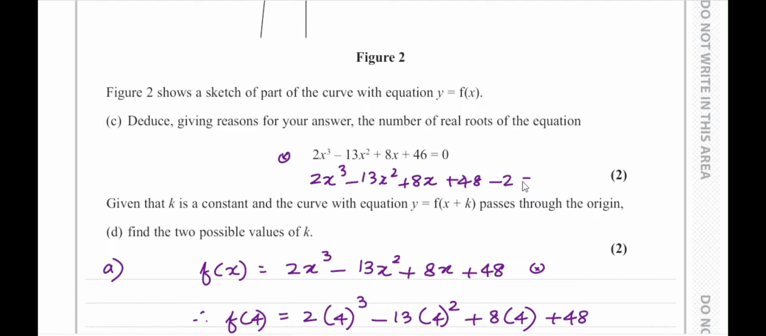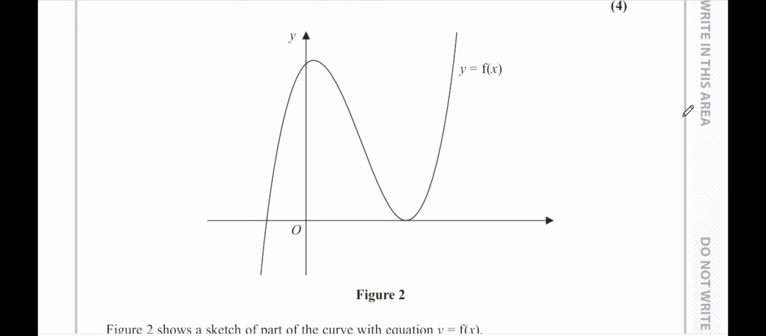minus 2, that will be equal to 0, which means if I take this minus 2 to the other side, it will be equal to 2, which actually means there is y equals 2 line across this curve, and the question is asking you how many roots are possible. So suppose y equals 2 here, so this will be that line, y equals 2. Obviously there are 1, 2 and 3 roots.